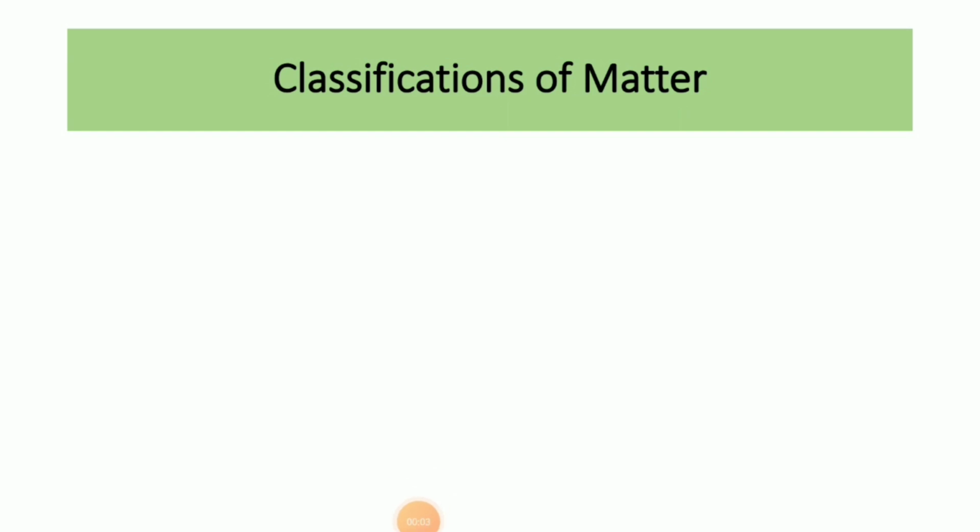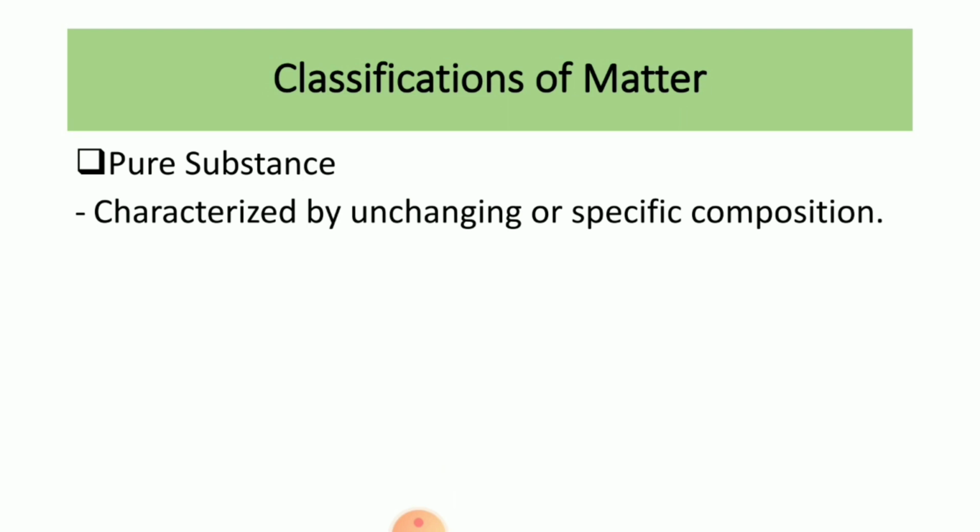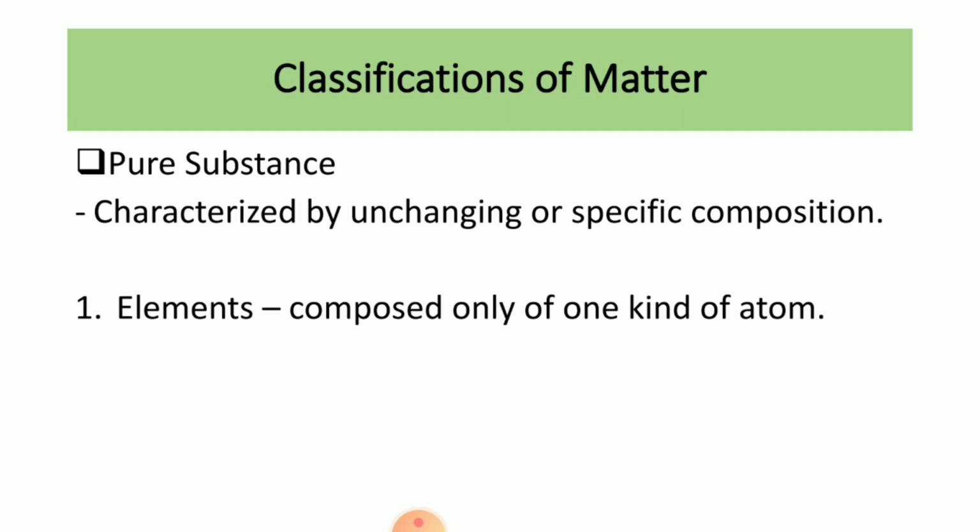Matter can be classified either as pure substance or mixture. A pure substance is characterized by unchanging or specific composition. The two types of pure substances are elements and compounds. Element is the simplest type of matter that is composed only of one kind of atom. For example, elements carbon, oxygen, and copper are composed of carbon atoms, oxygen atoms, and copper atoms respectively.